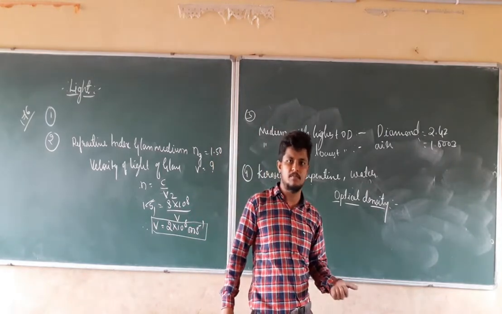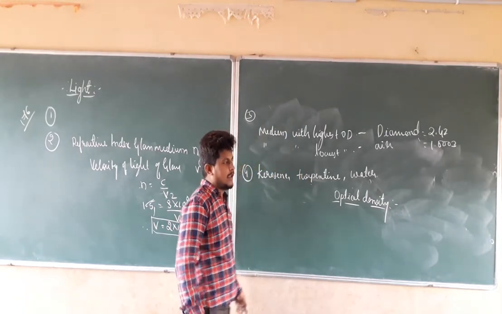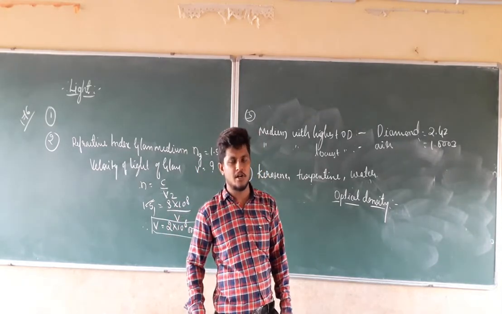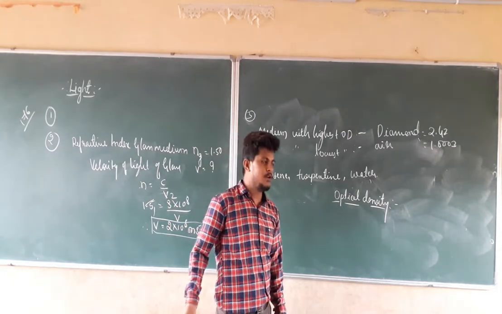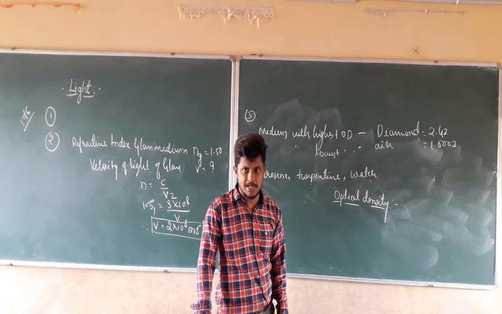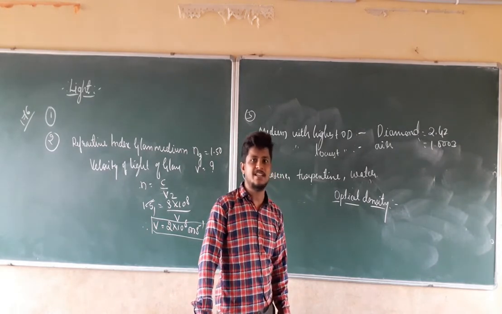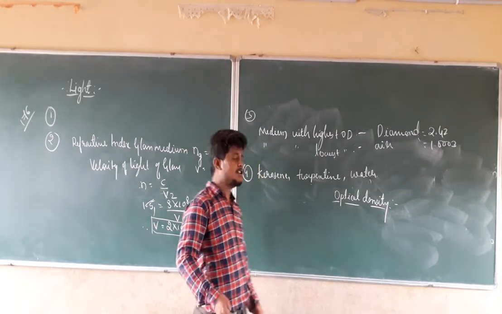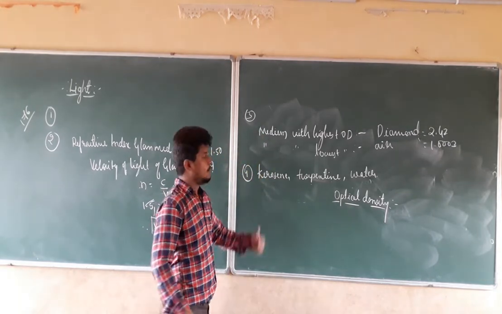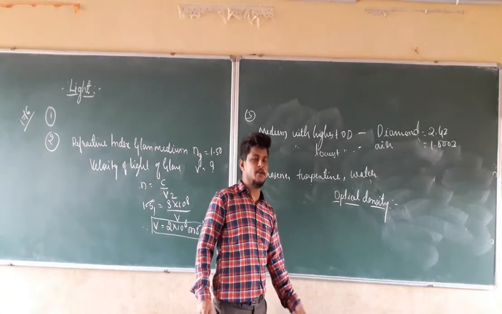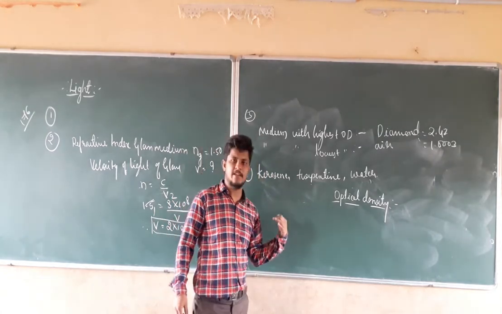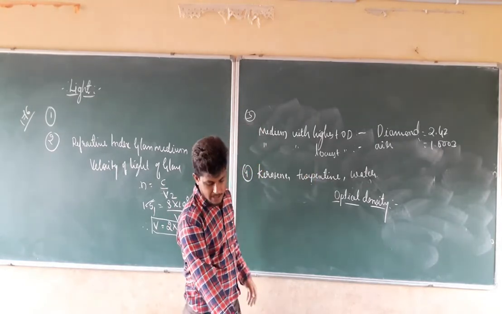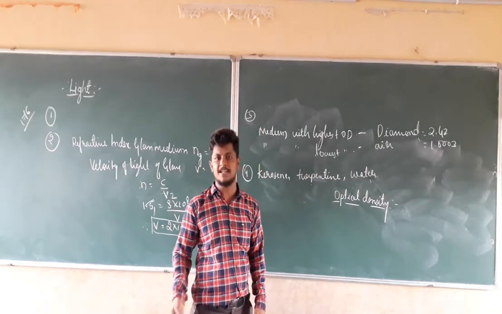If you remember, the refractive index is inversely proportional to the speed of light. The more the refractive index, the less the speed of light. The less the refractive index, the more the speed of light. So by using table 10.3, by using the refractive index of the given medium, we can say in which medium the speed of light will be maximum.